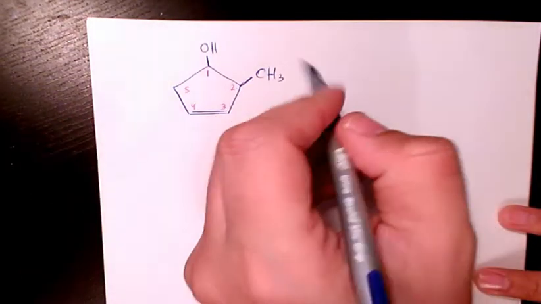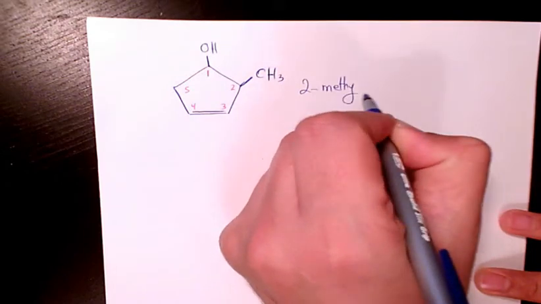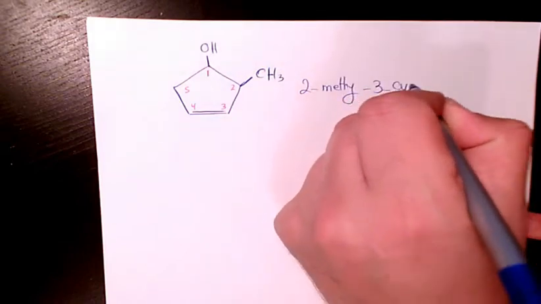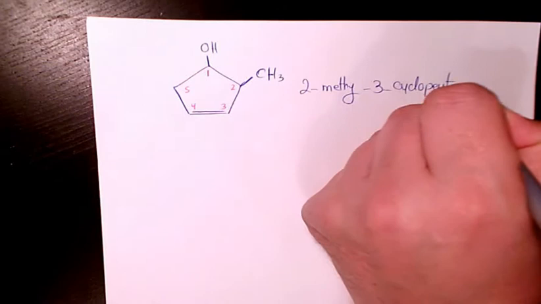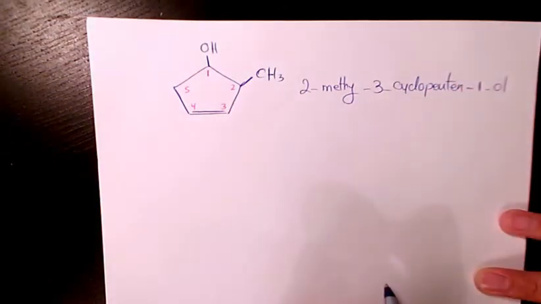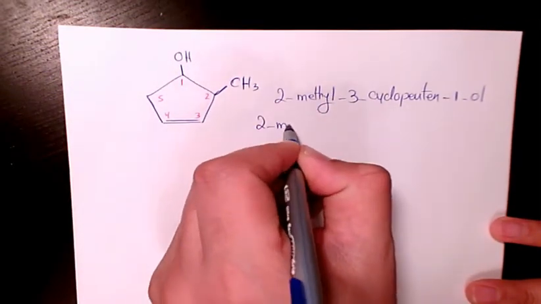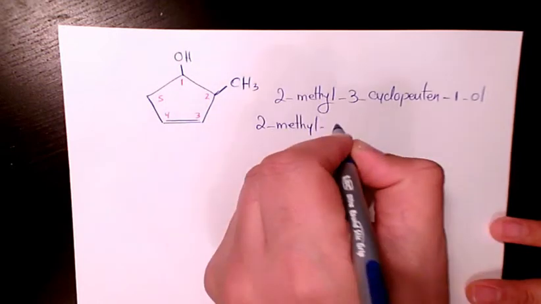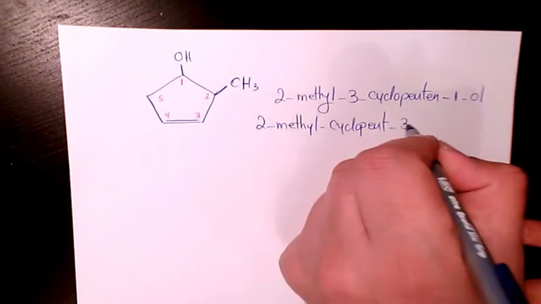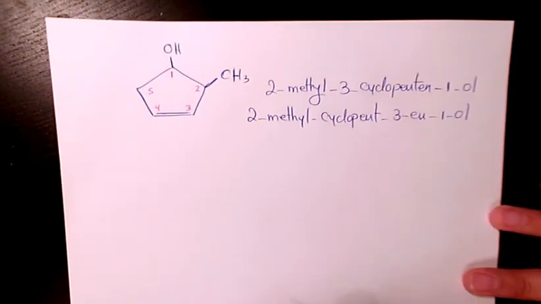So the name will be 2-methylcyclopentene-1-ol, or you can say 2-methylcyclopent-3-en-1-ol. That's going to be another name of this organic compound.